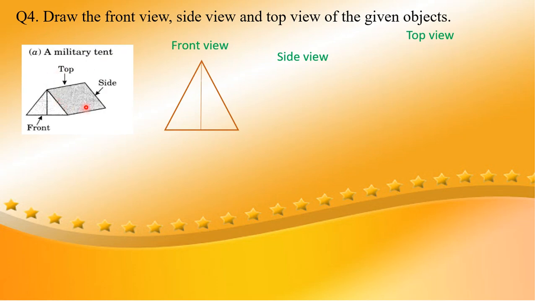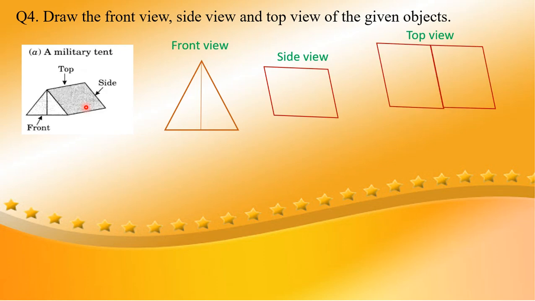From the side it will look like a parallelogram, and from the top 2 parallelograms are attached from one side. So the 2 parallelograms are the roof of the tent. So for the top view we are able to see the 2 parallelograms joined with a side.